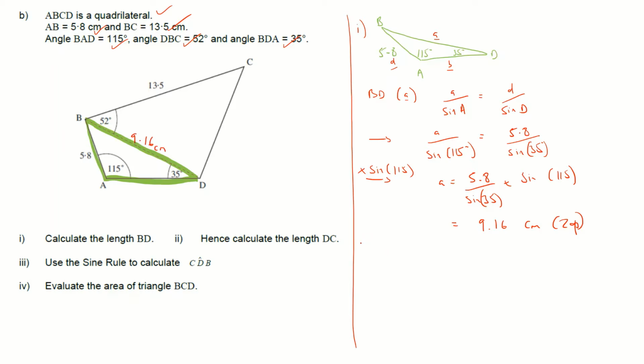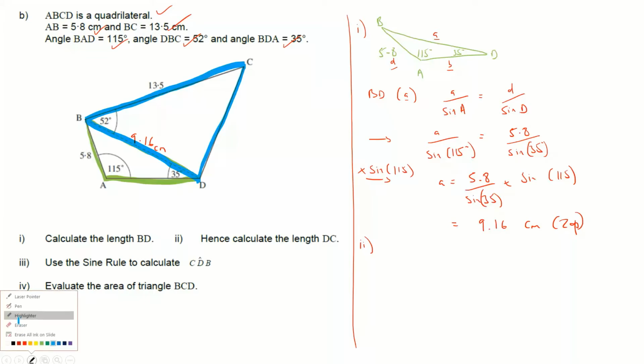Okay, part 2. Hence, find the length DC. Well, I'm probably going to have to look at another triangle now, which I'll do in blue. Because DC is in this triangle here, I will look at this triangle. So if I redraw this triangle in blue, hopefully it'll work.